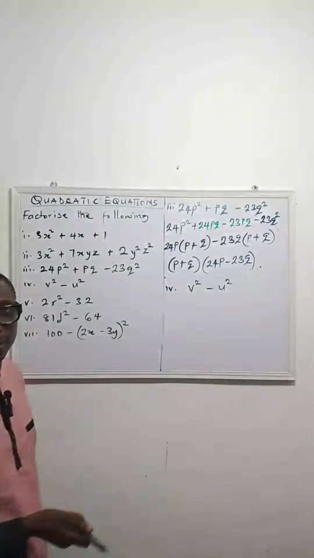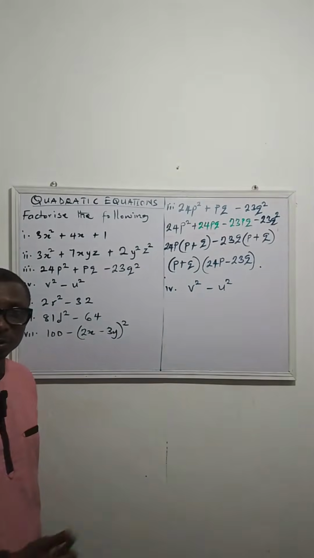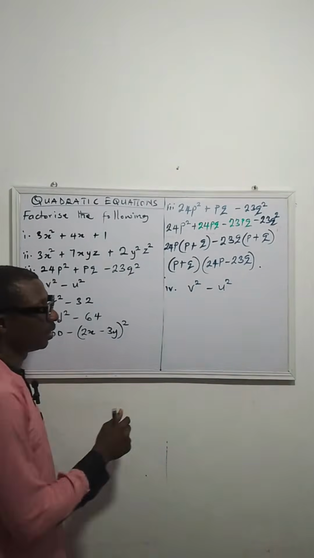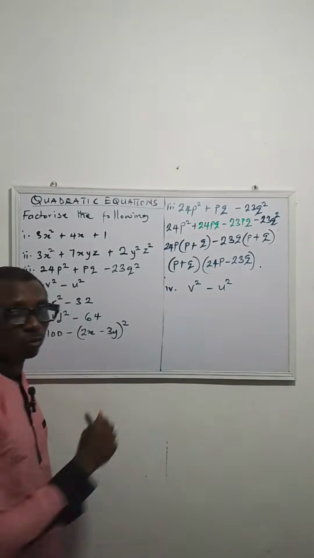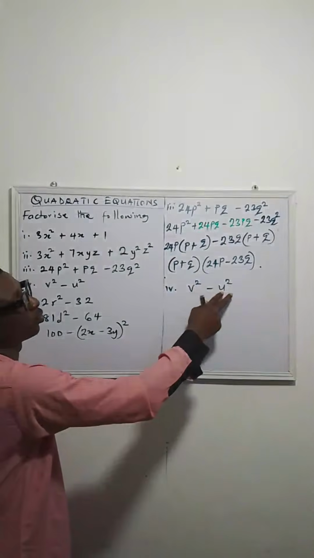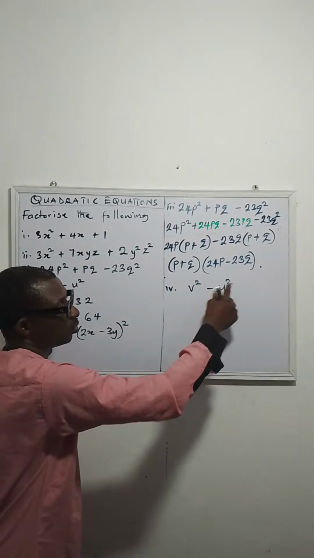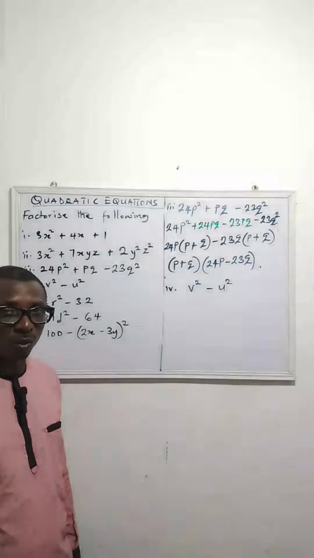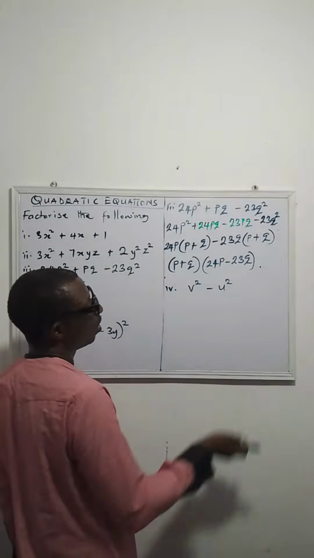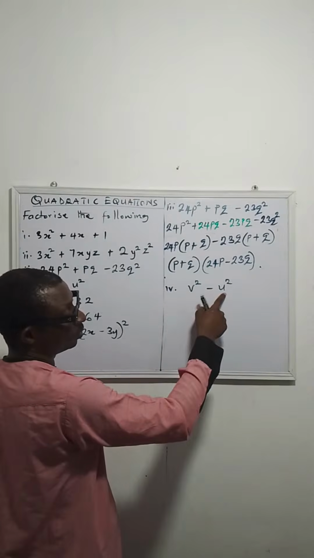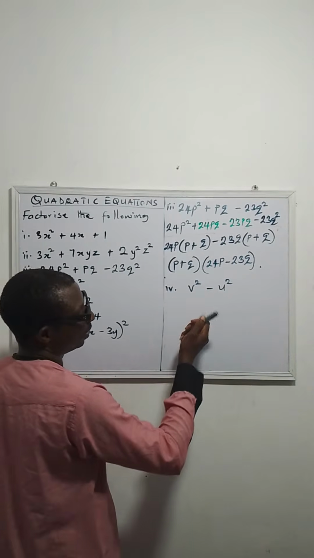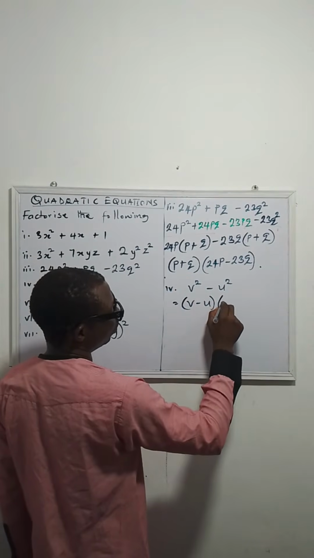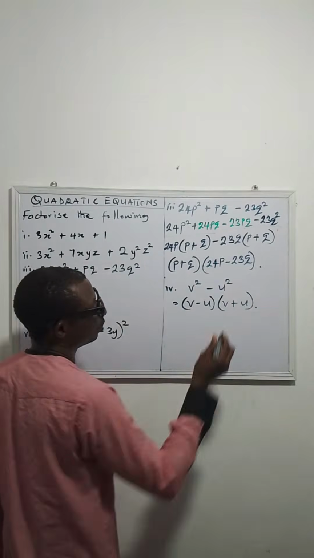I explained a similar question in my last video, that when you have this type of expression and you have a negative here, this is called subtraction of two squares. You can see this is a square, this is another square. So we are subtracting two squares from each other, and we commonly call it difference of two squares. When you have difference of two squares, all you need to do is pay attention to the base. So the answer will be v minus u times v plus u, and that is going to be the answer to this.